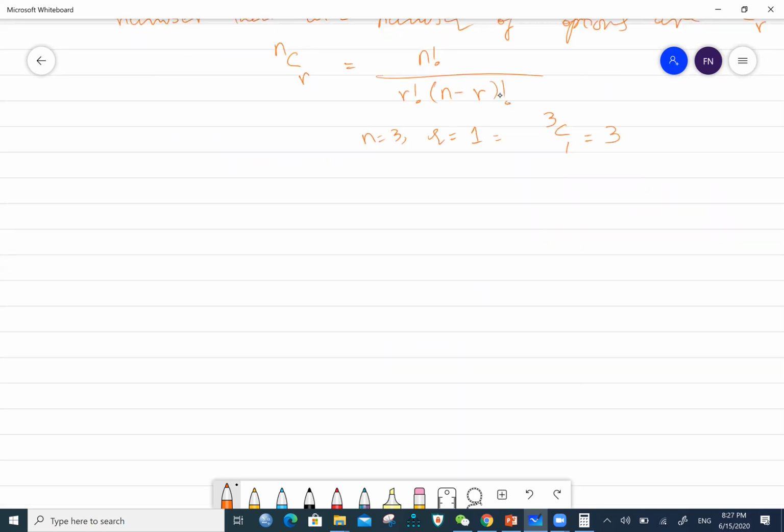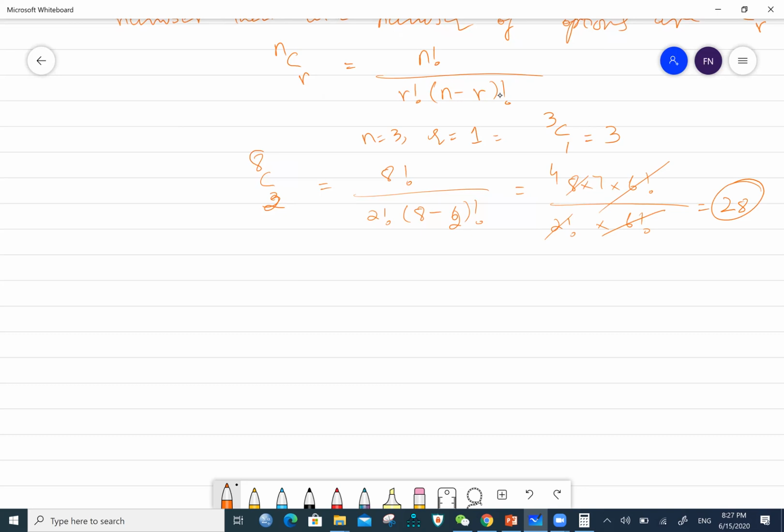Similarly, there were 8 students, and we were selecting 2. So it will be 8 factorial over 2 factorial times (8 minus 2) factorial, which would be 8 times 7 times 6 factorial over 2 factorial times 6 factorial. So the total number of options is 28. This is how we solve the factorial.